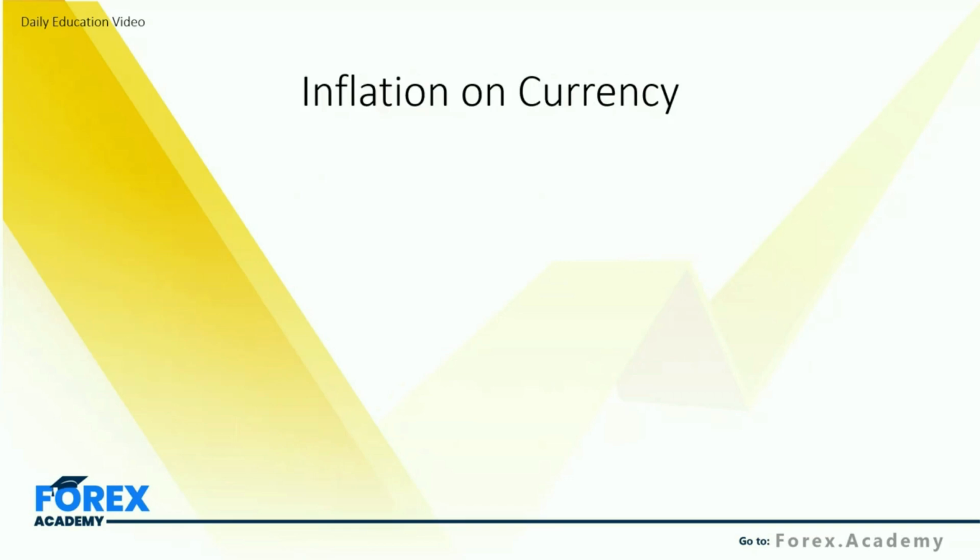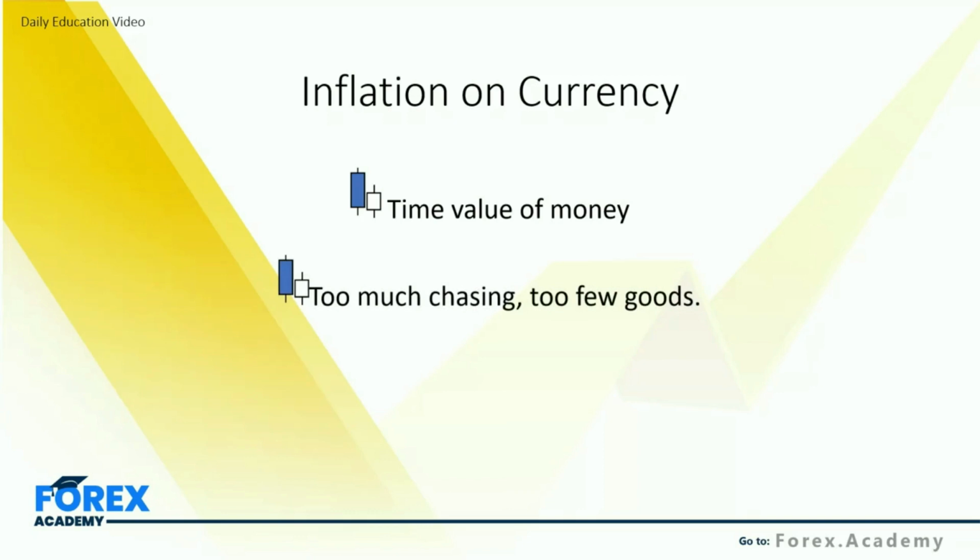Inflation on currency. Well, the first thing that I would like to point out is there is a time value of money. So if the cost of goods and services and effectively the cost of our money is increasing or decreasing over time, there's going to be a relation to our currency on inflation. Effectively, we lose what we call the purchasing power value from our money. Really, as inflation increases over time, we can't buy as many goods. So really, there's too much money chasing too few goods. And that's the point with inflation.